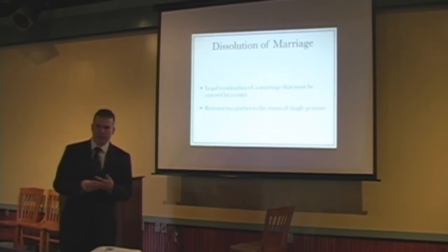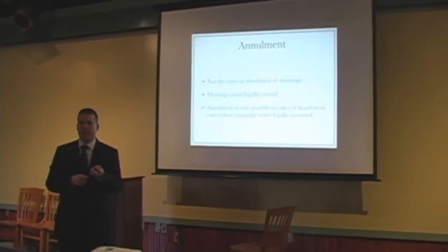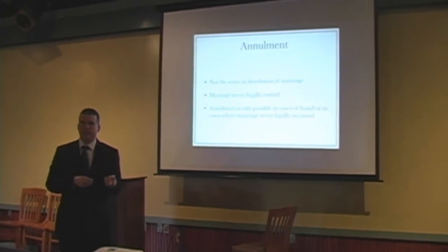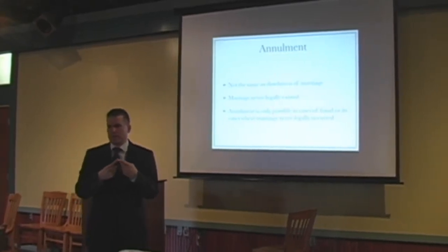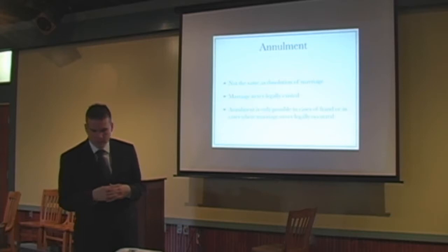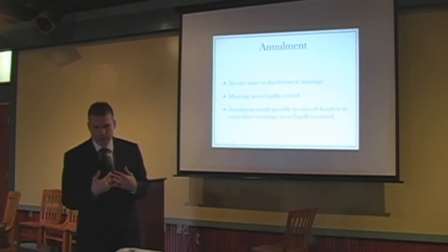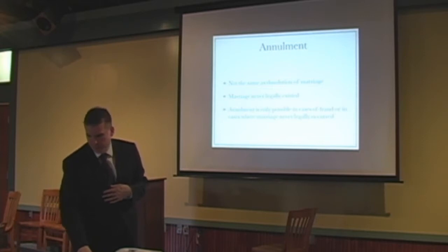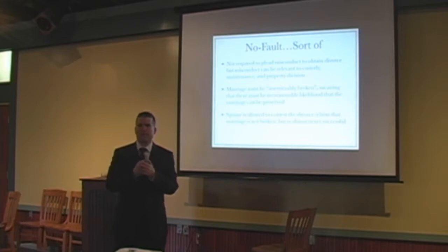The other way to do it is by an annulment. An annulment is not the same as a dissolution of marriage. An annulment means that a marriage never actually legally existed, and it is only available to parties under certain circumstances. Cases of fraud, for example, if a minor somehow gets married. Examples like that. Now, I don't typically do any annulments. I've never done an annulment because they're very rare. So there is a little bit of a legal difference between the two, but a dissolution is much more common than an annulment.